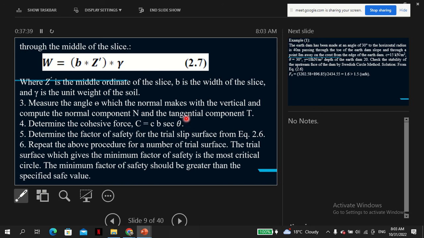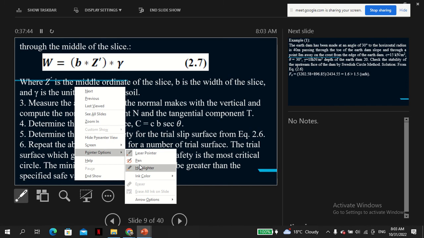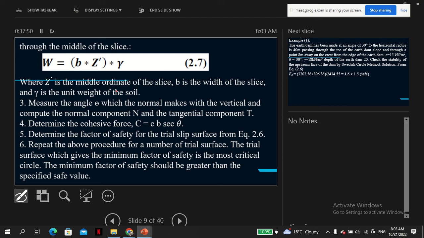Now some clarification on this C, because students will confuse this many times. When you do the experiment and you get tau equals c plus sigma tan phi, this C is usually, for example, if we were told it is 20 kPa. kPa is kilonewton per meter squared, for example.